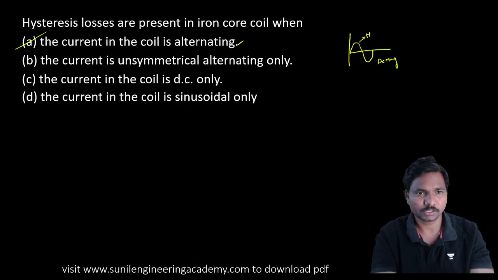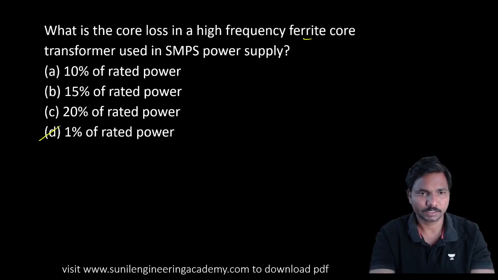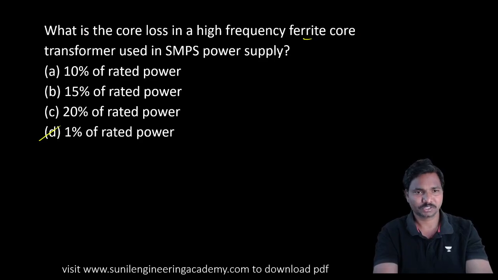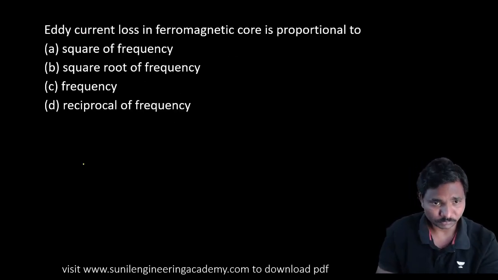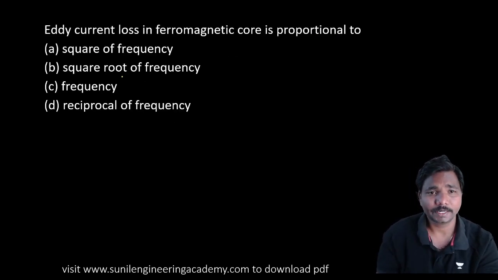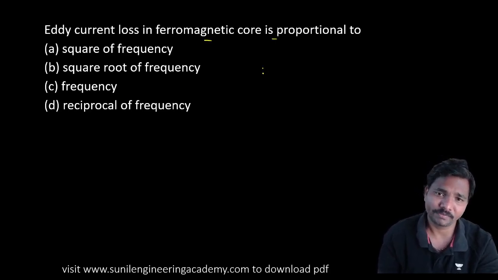In the last session also, so many questions were completed. So this one. The first question is this: eddy current loss in ferromagnetic core is proportional to dash. In the previous session, I have already given the eddy current trick.